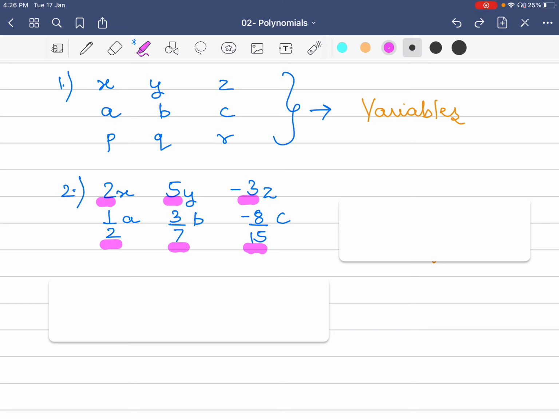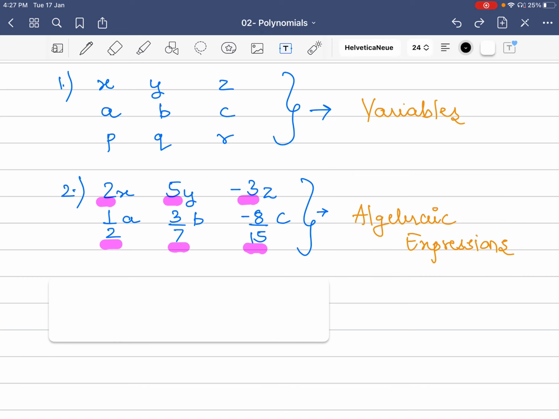So in algebra, these things are collectively called, let me mark an arrow here, algebraic expressions. So what is an algebraic expression? It's a variable with a constant. Okay. These were plain variables. They did not have any constants attached to them. If you attach constants to them, they are called algebraic expressions.